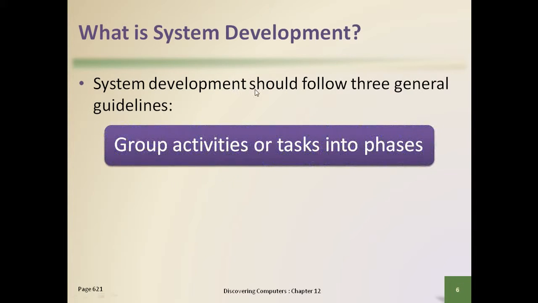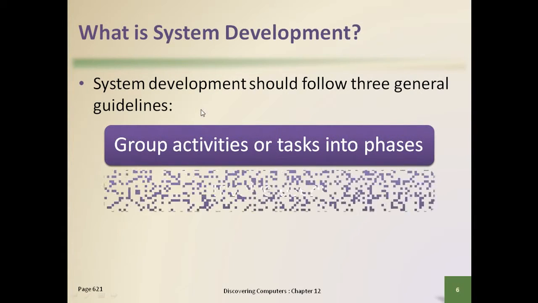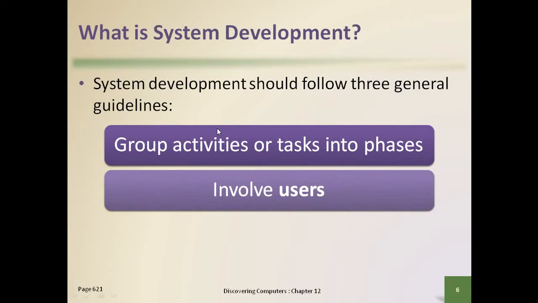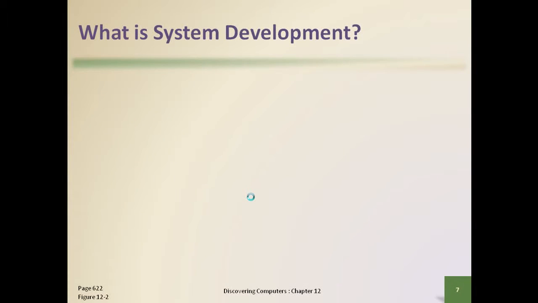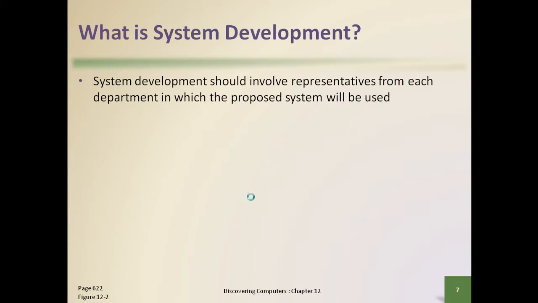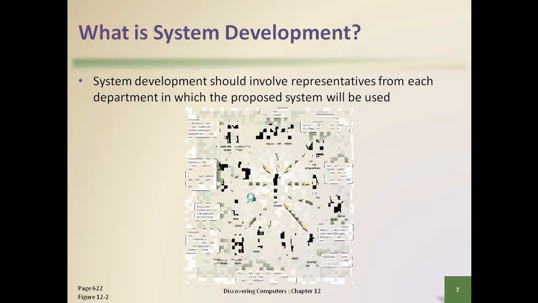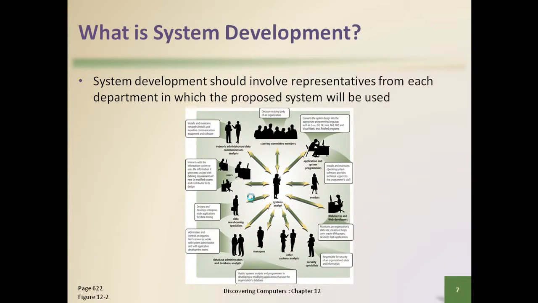System development shall follow three general guidelines: group activities or tasks, involve users, define standards. System development shall involve representatives from each department in which the proposed system will be used.